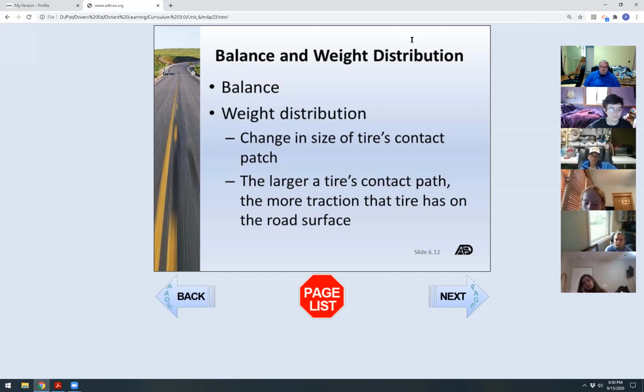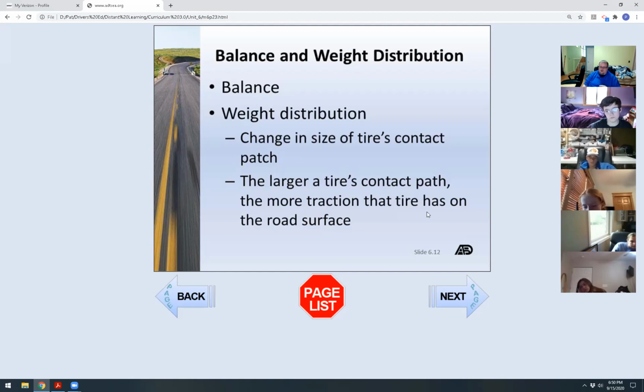Weight distribution. Sometimes, let's say your dad's got a pickup truck. In the winter, you might throw giant bags of salt in the back. He's not doing that just because it's winter and salt melts ice. He's doing that because he's putting extra weight on the back wheels so that he can get more of that traction, because the weight in a pickup truck is not distributed evenly.